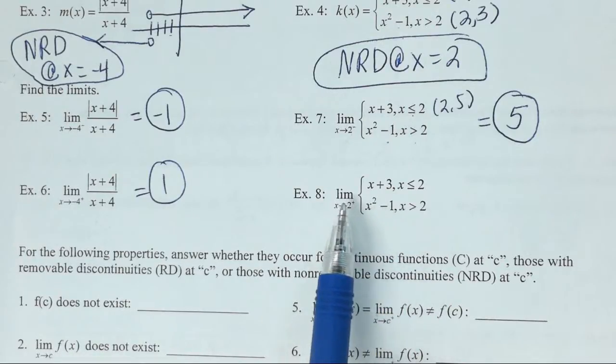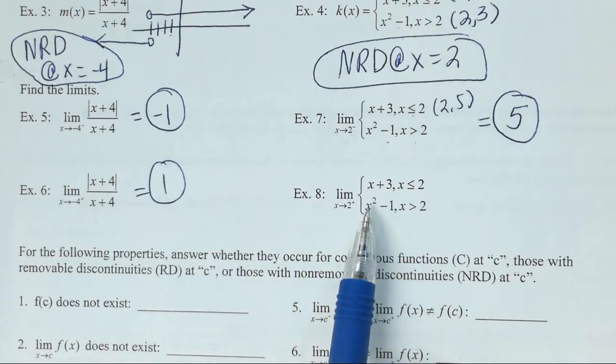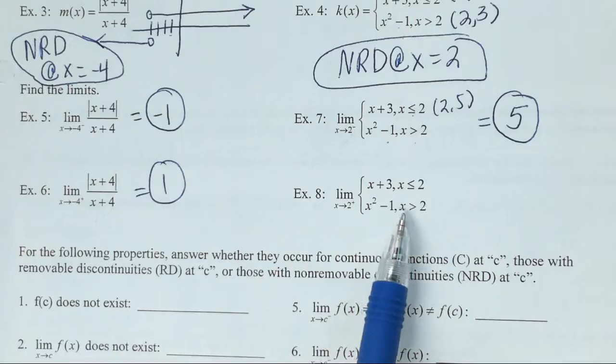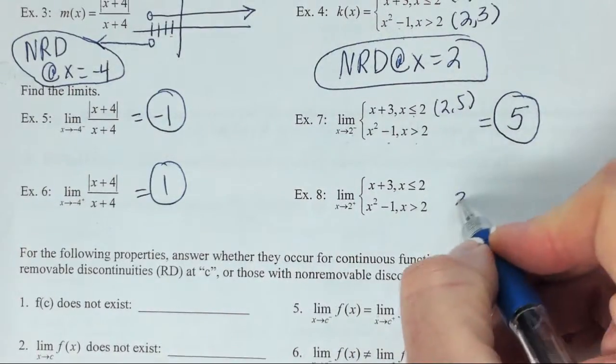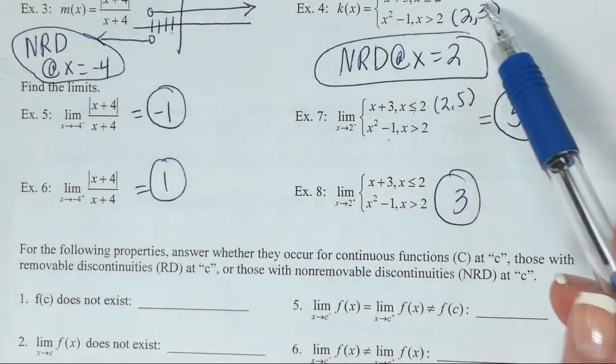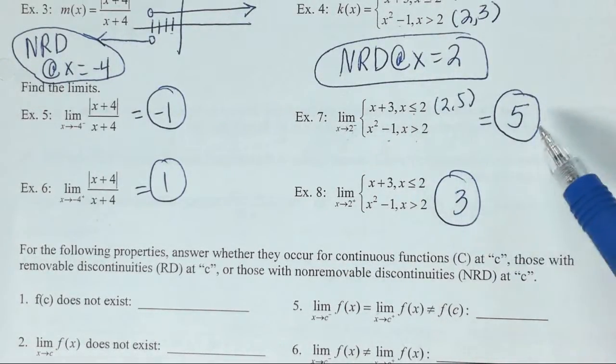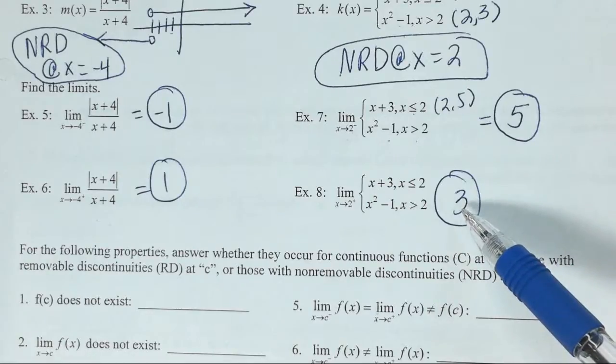Plug it into the bottom one. From the positive side means from the greater than side. So we plug it in at the bottom. 2 squared is 4 minus 1 is 3. So same function we had up here. And we know there's a non-removable discontinuity. And that's what forces those two limits to be different from the left and from the right.